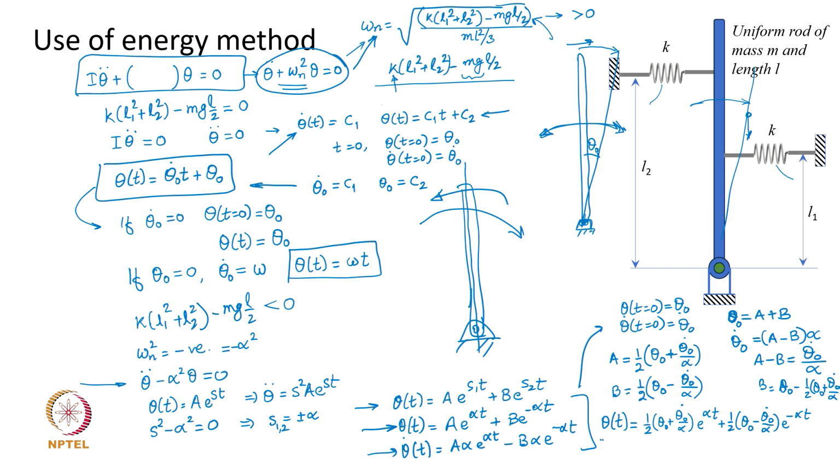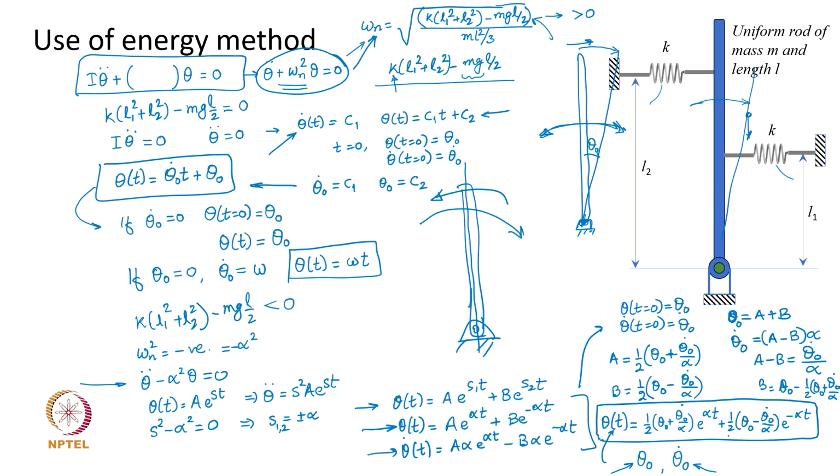Now, what do you infer from the response expression that we have got? Theta t is nothing but your vibratory response as t progresses under the input initial conditions of angular displacement theta naught at t equal to 0 and initial angular velocity theta naught dot at t equal to 0. So, once you give these two initial conditions, the response is given by this expression.